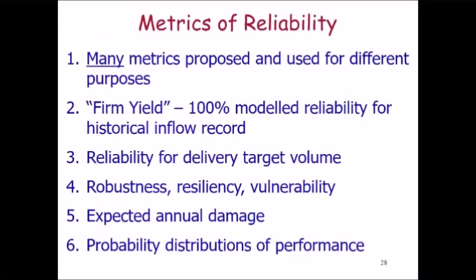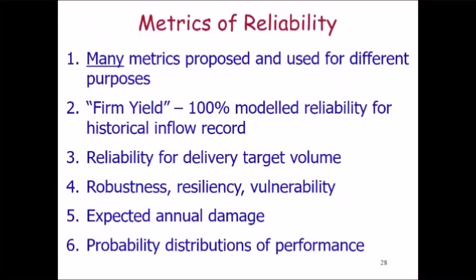Well, it's not really that way entirely, because if you have a short record, it's easy to have a high firm yield. The longer your record, the more likely it is you're going to have a worse drought. So the firm yield is never completely firm. So starting in 1914, Hazen and some others started to develop ideas for reliabilities of achieving target deliveries. And that's becoming more commonly used.